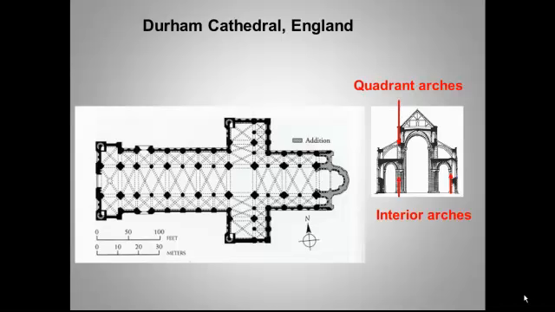Otherwise, though, we see a fairly standard Romanesque plan with a nave, a transept, and a central crossing square. The long choir is especially typical of Norman Romanesque churches, as is the triple apse, one larger space for the main altar with two side chapels.